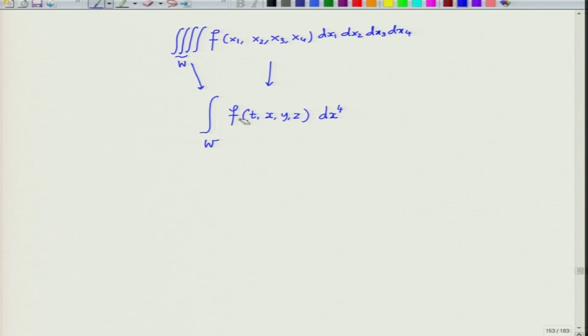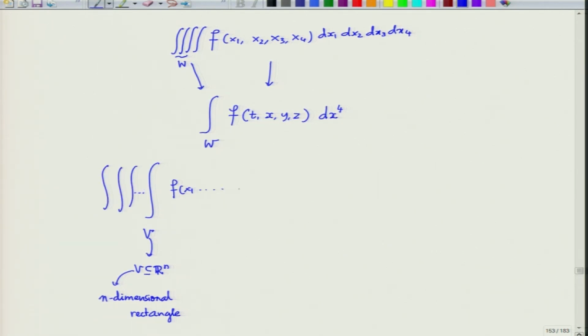So you can now generalize it over to n dimensions. So we come to n dimensions, there could be a volume V in n dimensions, V a subset of Rn, or a rectangular volume, V is an n dimensional rectangle. So W is a 4 dimensional rectangle here. And you can just write f of x1, x2, up to xn, dx1, dx2, up to dxn, so here you have n such integrals.